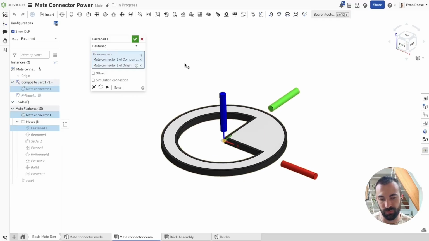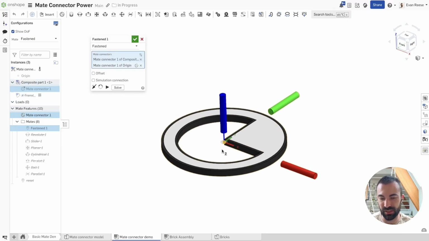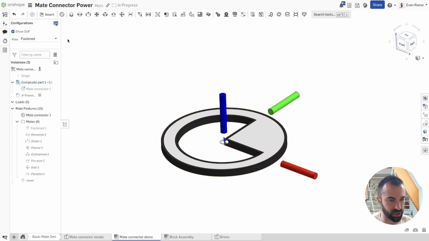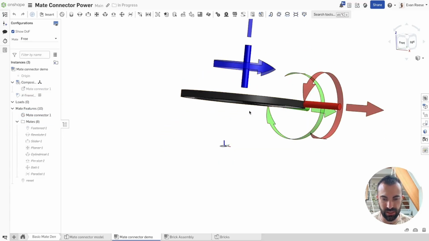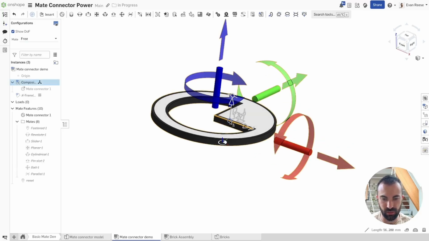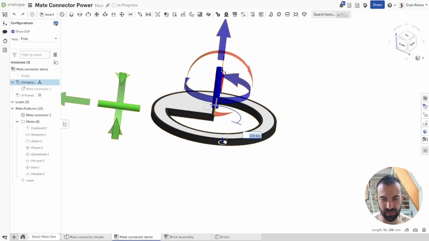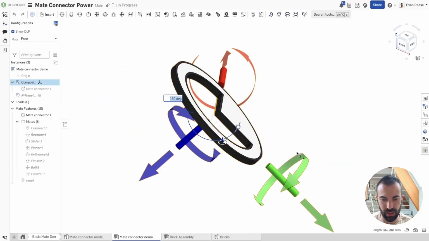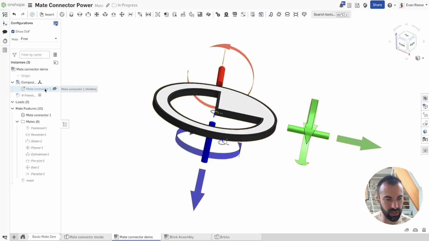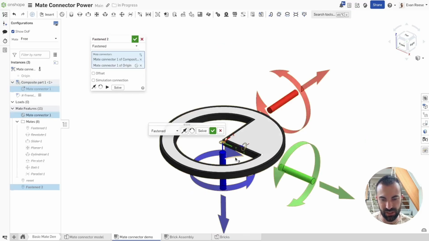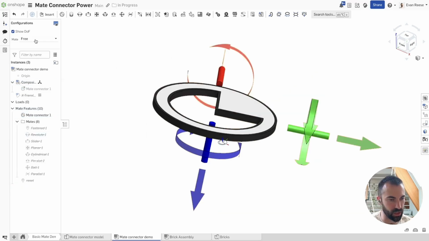By default, it'll actually just snap the coordinate systems, the mate connectors, together in whatever orientation was closest. Let me show you what I mean. If I just go back to my free mode, and I get this thing close, but I actually rotate it around a little bit and maybe flip it over, and then come in with my fastened mate from this mate to that, you'll see it's actually snapped in upside down, doesn't necessarily align. That's what I'm talking about.